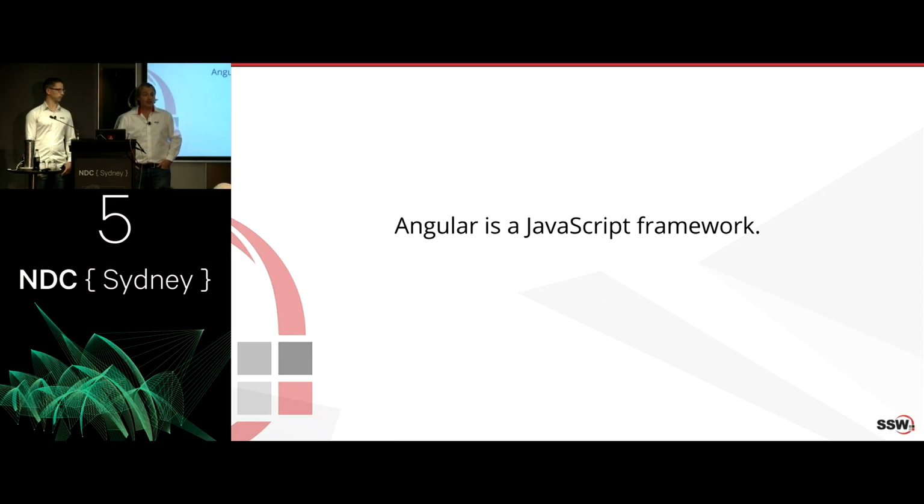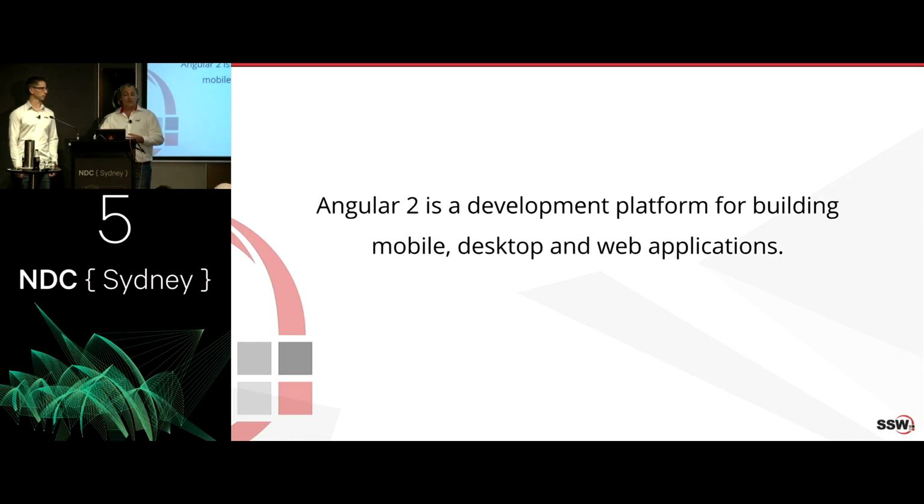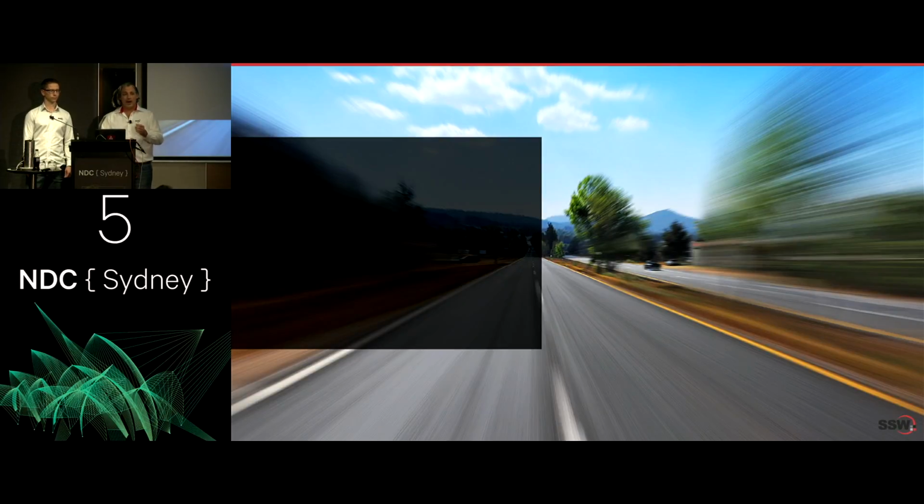So Angular is a JavaScript framework, right? Well, it used to be. With Angular 1, the Google team described Angular as the superheroic JavaScript framework. Its goal was to be the best of the best JavaScript frameworks. But with Angular 2, they've got a much more lofty goal. It's a development platform for building mobile, desktop, and web applications. So the goal is that you'll be able to build iOS, Android, OS X, Linux, and Windows apps, as well as web apps, all using Angular 2.